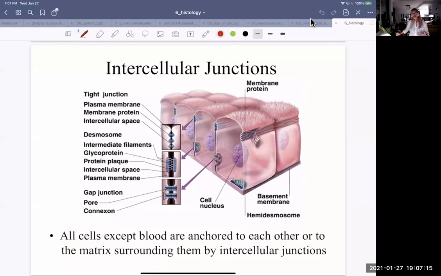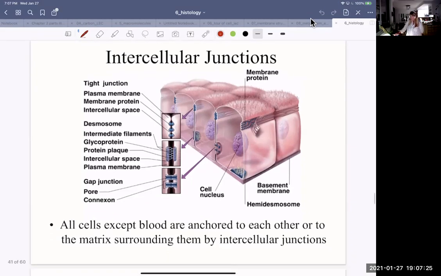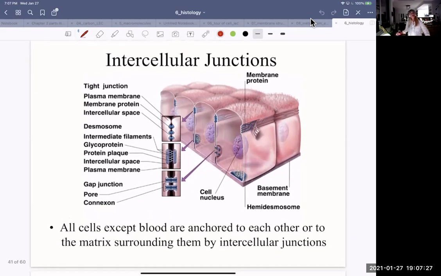And we did see some intercellular junctions in the videos that you watched the other day. So I'd like to just cover those again. So this is a nice slide. It's in the lecture, so you'll find that on the website, also in the textbook. And it shows the three different kinds of intercellular junctions.